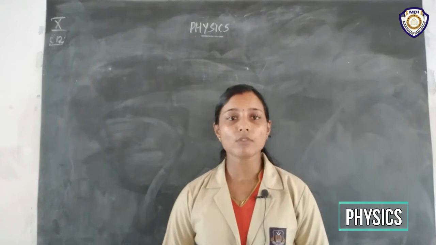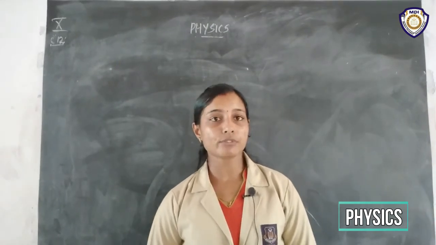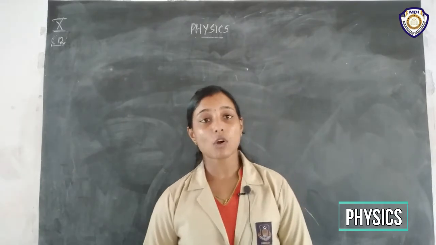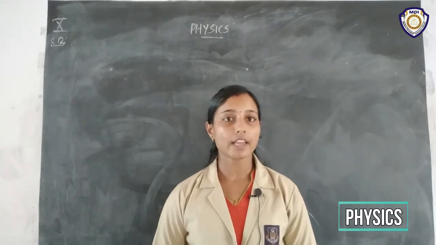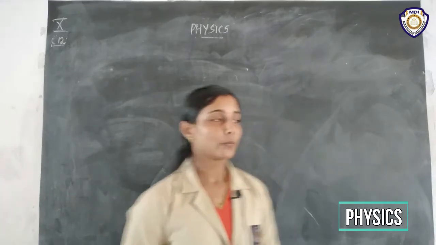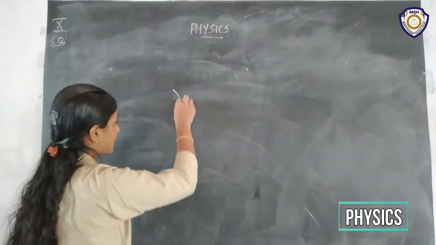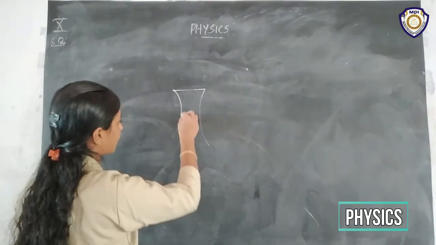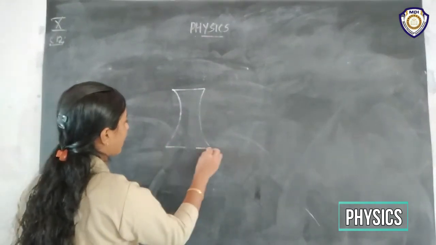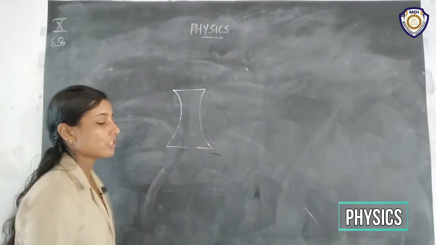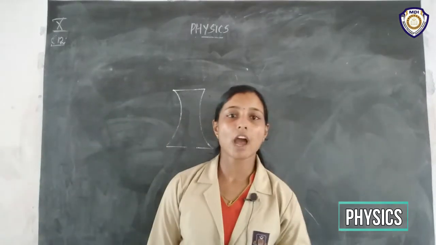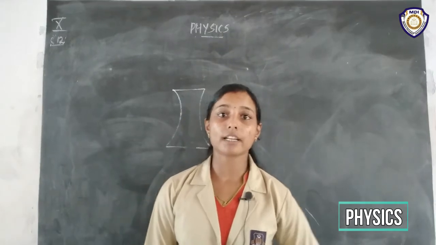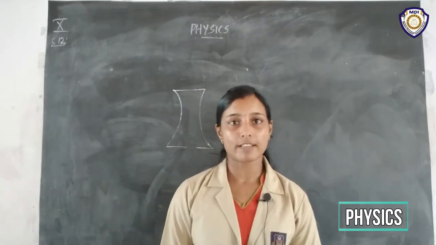Okay, so now we have to look into the ray diagrams of concave lenses, right? We know a concave lens is a diverging lens. A concave lens has two spherical surfaces curved inward, and it is a diverging lens, right? So let us see how the ray diagram differs from the convex lens.